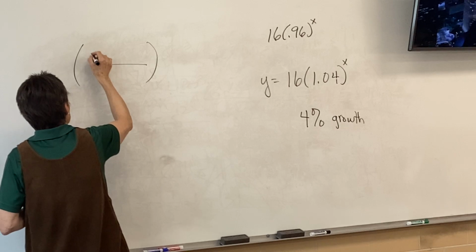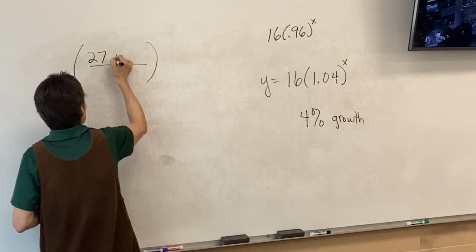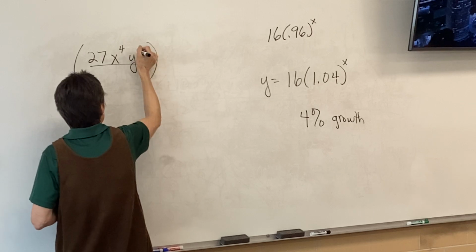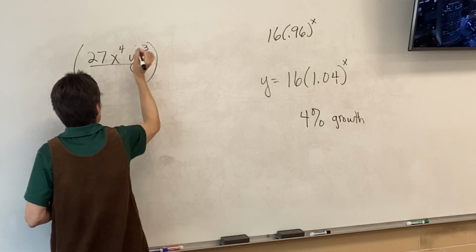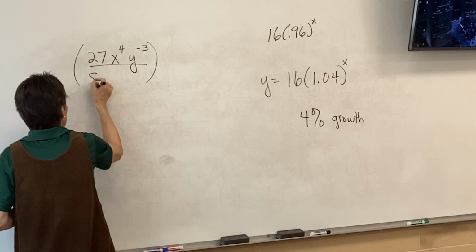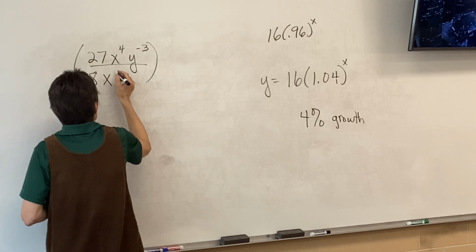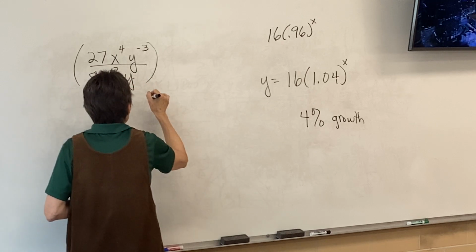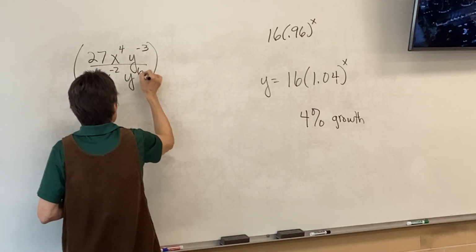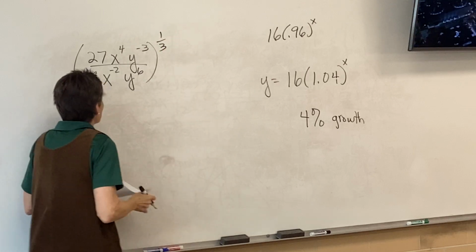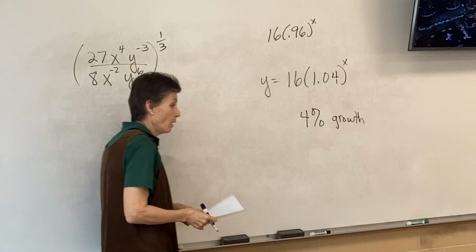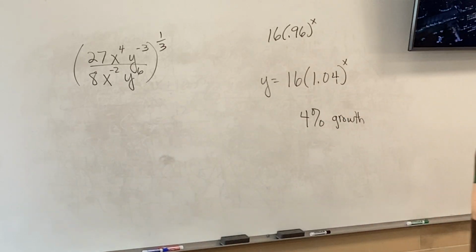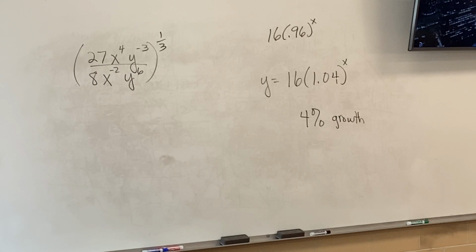Let's say we have 27 instead of 4, y to the negative third, over 8, x to the negative second, y to the 6th. I'm going to raise that to the 1/3 power. All right, what do we need to do? It's a simplify. Don't need a calculator. We're simplifying. What are we going to do?